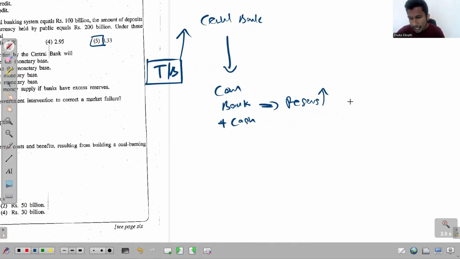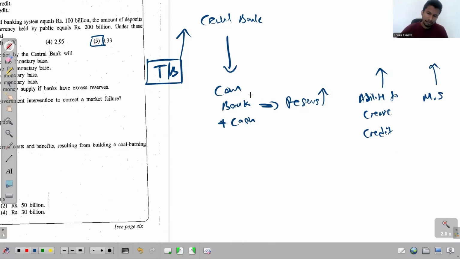So what happens when their reserves get increased? The bank's ability to create credit increases, and that finally increases the money supply in the economy.